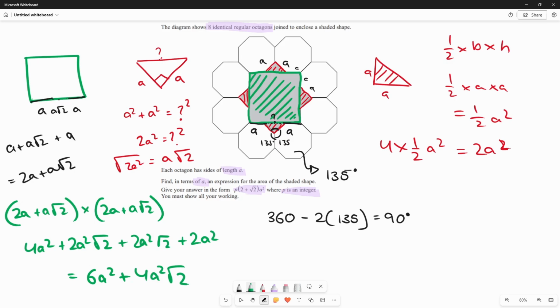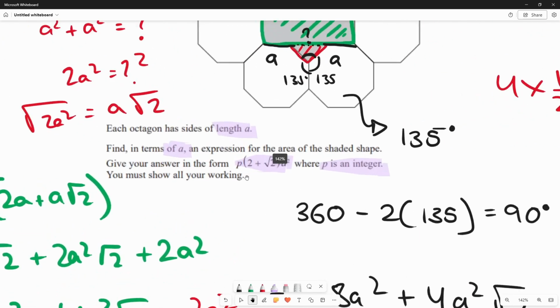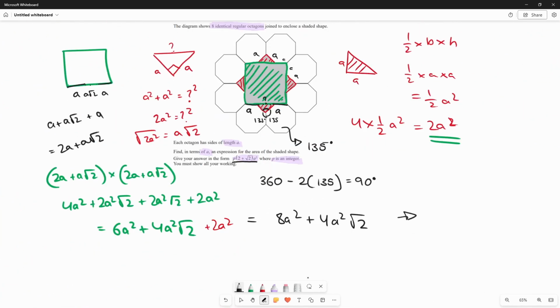And of course that is the area of the square, and we want to find the area of the total shaded region. So we're going to have to add on the area of the 4 triangles, which is 2A squared. So let me just plus 2A squared, and that equals 8A squared plus 4A squared root 2. Whilst this is the area of the total shaded region, it wants us to find it in this form. So firstly, let's factorize the A squared out of that. So that's going to be 8 plus 4 root 2, lots of A squared.